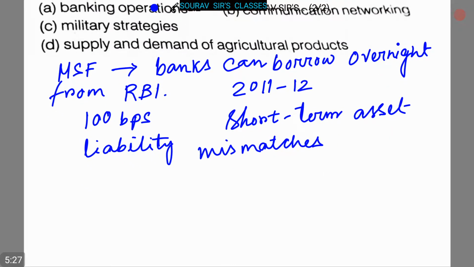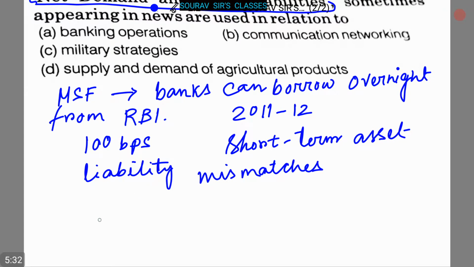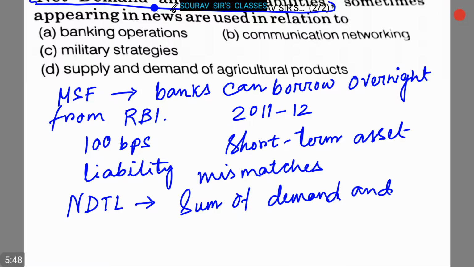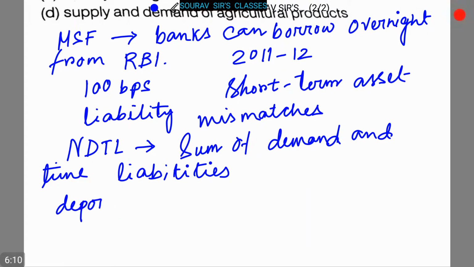On the other hand, NDTL, that is net demand and time liabilities, refers to the sum of demand and time liabilities of banks with the public and other banks. The deposits with the bank are its liabilities. Here, deposits are liabilities, and these deposits are payable on demand. It includes current deposits, demand liabilities, and demand drafts.